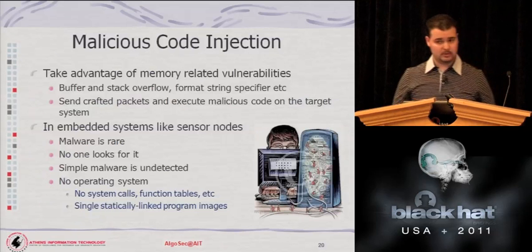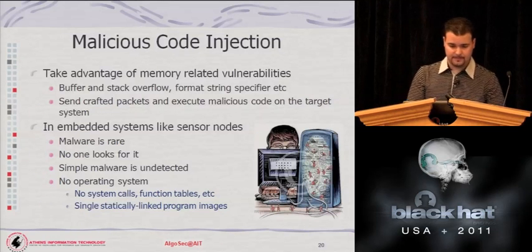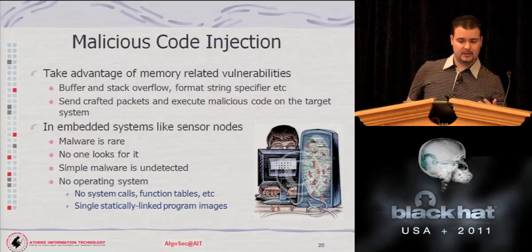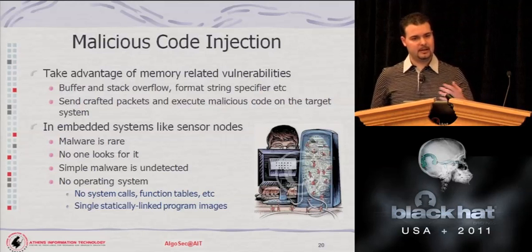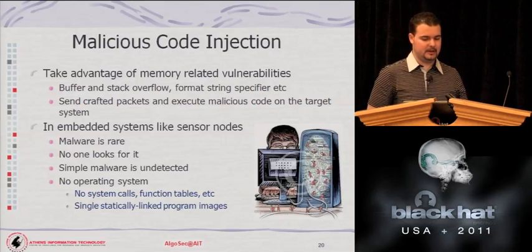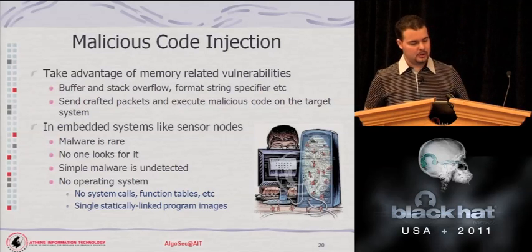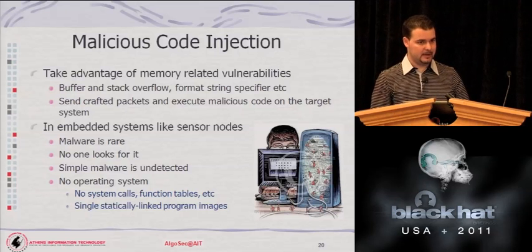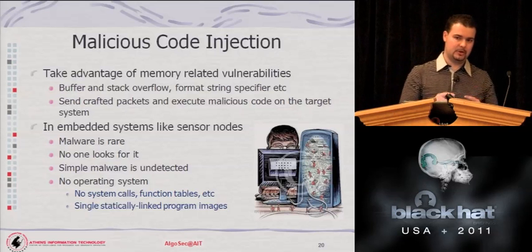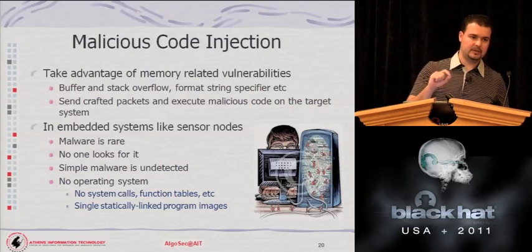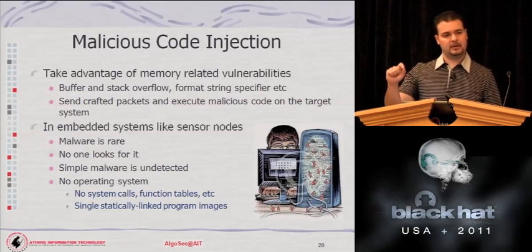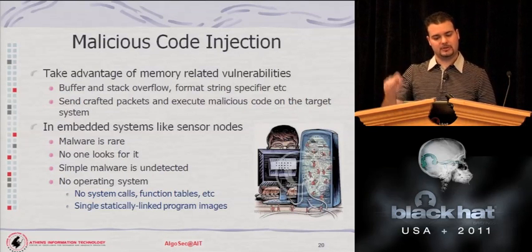Now we are going to talk about how it works. The intuition is to take advantage of memory-related vulnerabilities, like unprotected buffers that may lead to stack overflow, format string specifiers, and so on and so forth. So what we do is send specially crafted packets that contain the exploit, the machine code instruction, and these are copied to the memory region of the host sensor.